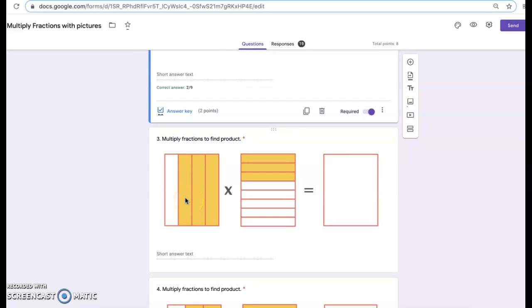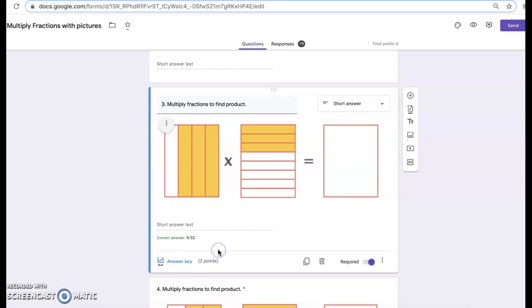Next, we have 3/4 times, 1, 2, 3, 4, 5, 6, 7, 8, 3/8. So 3/4 times 3/8. So 3 times 3 is 9. And then the bottom number, 4 times 8 is 32. So your answer should be 9/32.